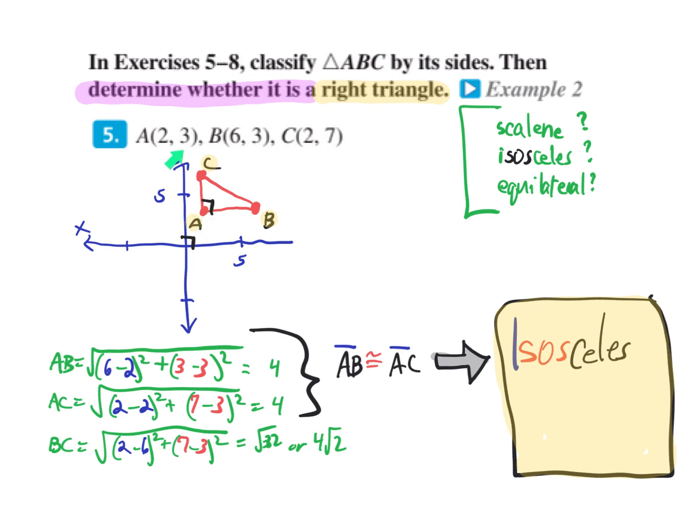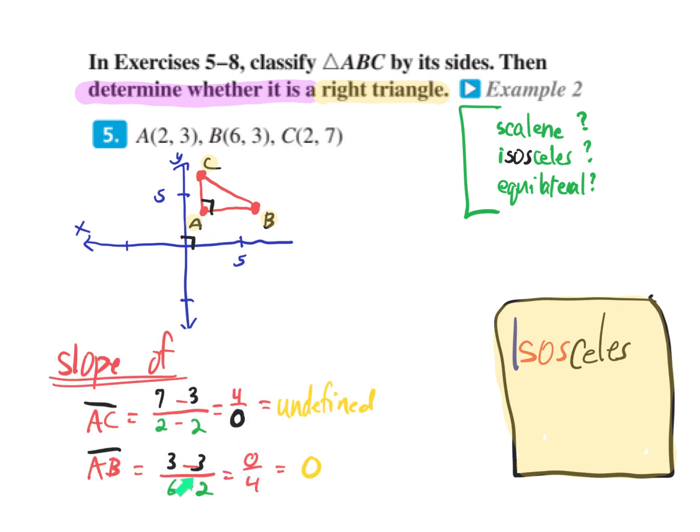However, if you get a case, maybe number 6 or 7 or 8 or some future practice problems where these segments aren't vertical and horizontal, then to determine whether or not it's a right triangle, that is, to determine whether or not two sides are perpendicular to each other, we would have to find the slope. And if you had done the slope formula, then segment AB has a slope of 0, and slope AC has a slope of 4 divided by 0, which is not allowed. We can never divide by 0.